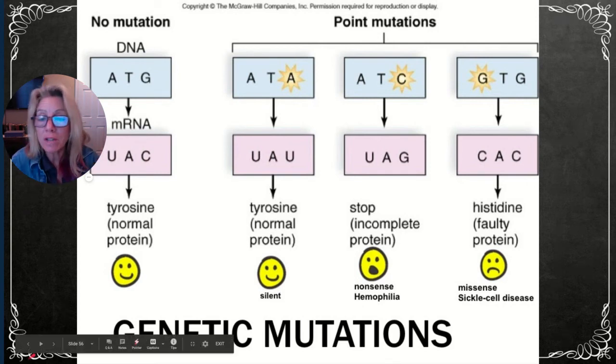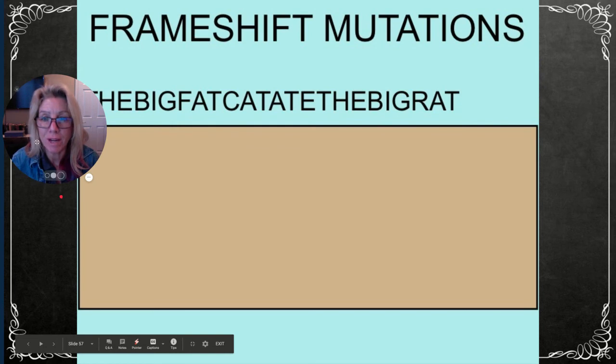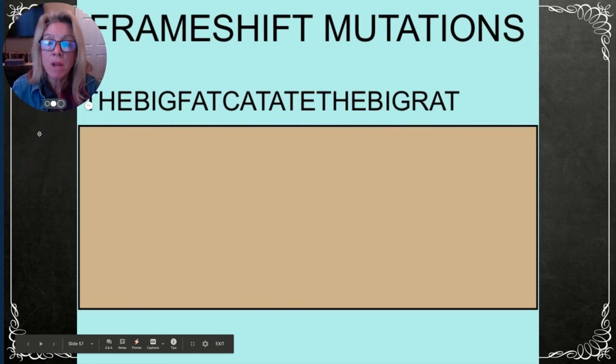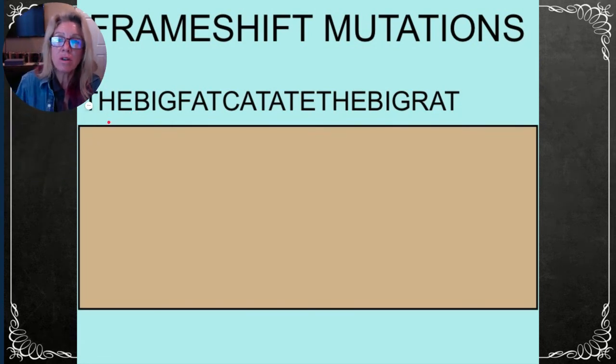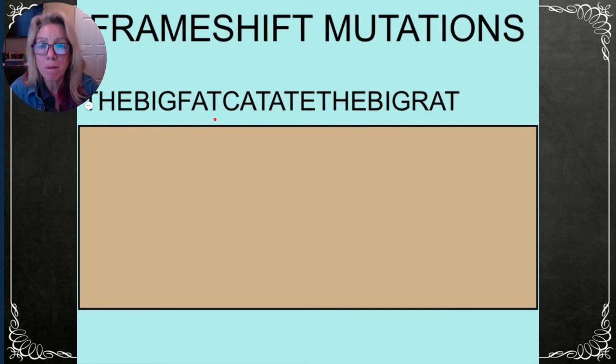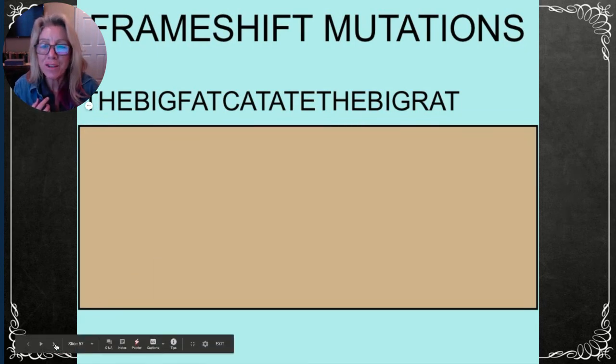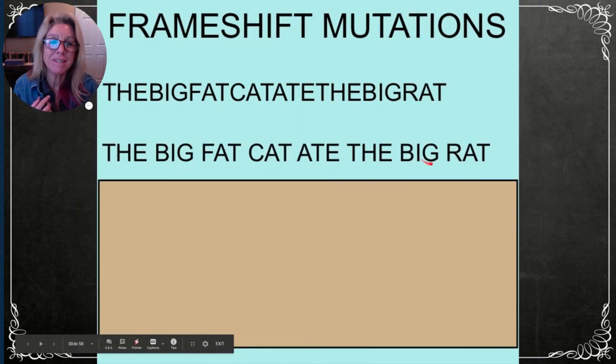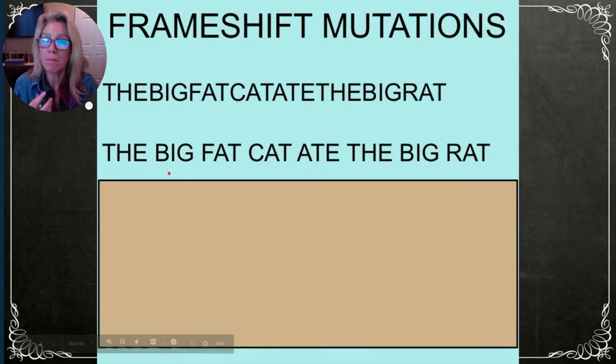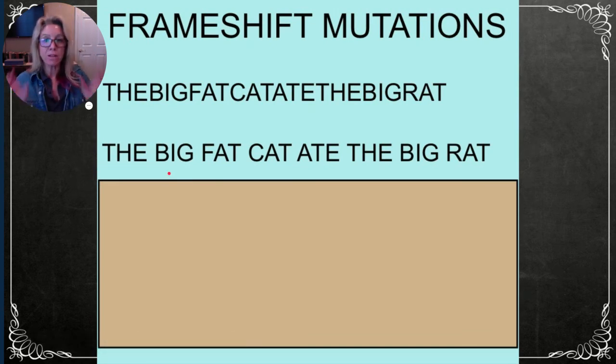Now I'm going to give you another type of mutation, and this is called a frameshift mutation. Because we don't have the codon chart memorized, instead of doing 3-letter codons with the bases of DNA, A, T, G, and C, I've changed it into 3-letter words. Can you read this sentence right here? Hopefully you can. I'm going to space it out now to make it easier. The big fat cat ate the big rat. And those are modeling codons for you.